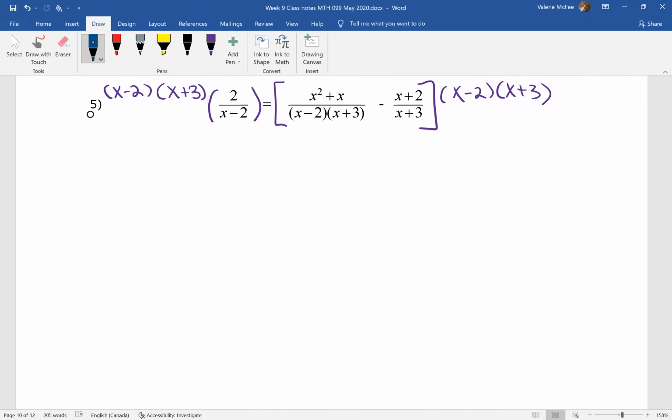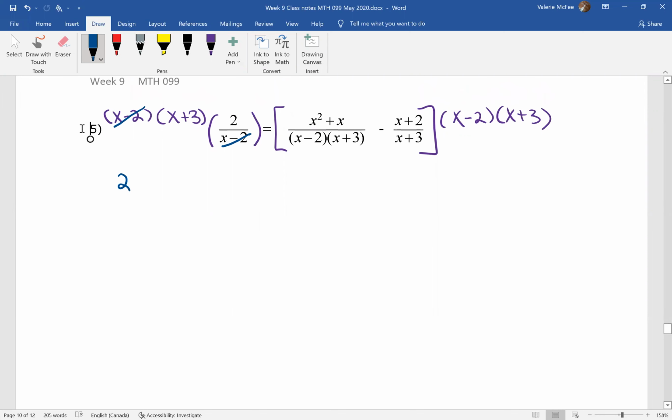So I factored the denominator on the right side of the equation. Now I'm multiplying both sides by the lowest common multiple of the denominators, x minus 2 and x plus 3. I see on the left side that x minus 2 factors out, so we have 2 times x plus 3. And on the right side, I need to use the distributive property.